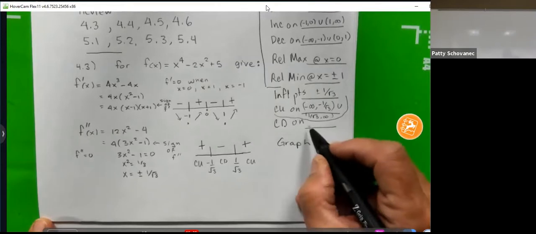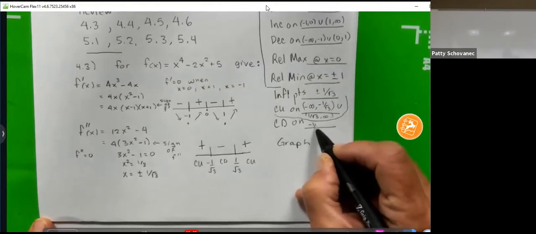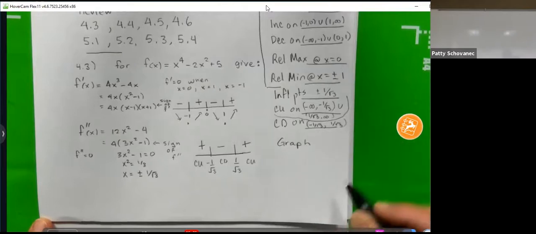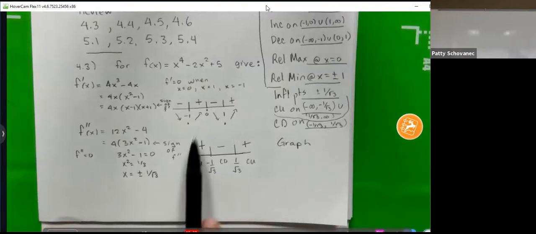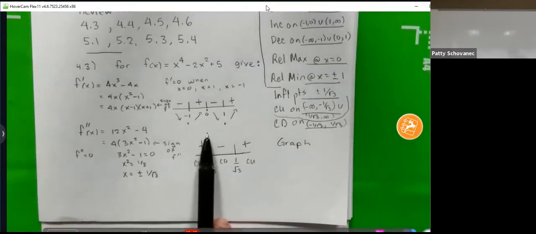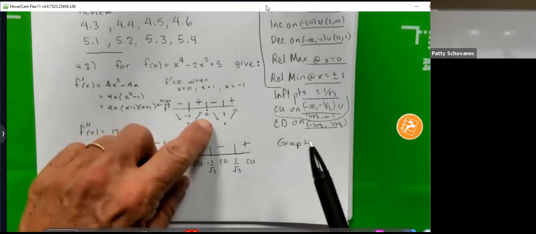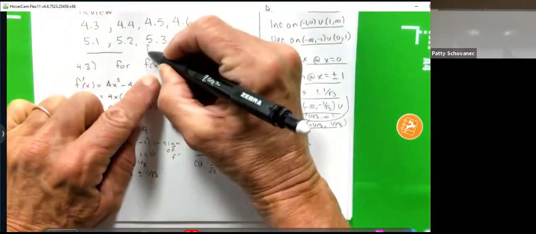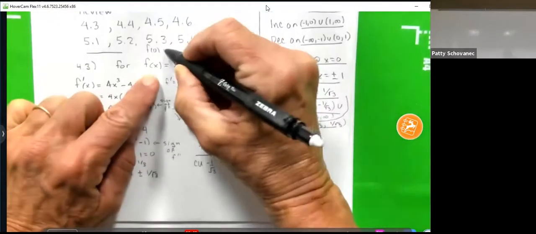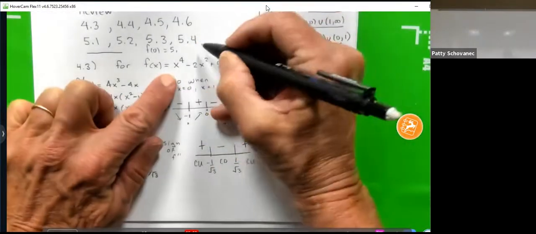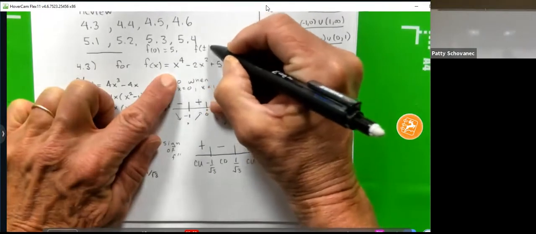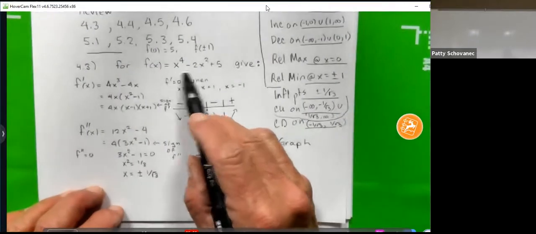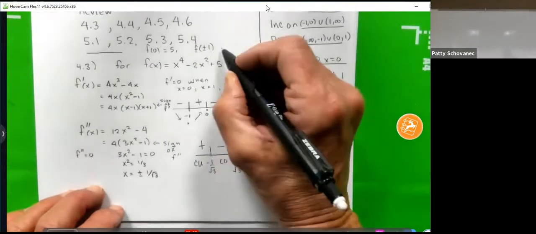And then it's concave down between negative 1 over square root of 3 and positive 1 over square root of 3. And so our graph should pretty much look like a W. We might just need to refine this a little bit by plugging in some points. The ones I want to plot are 0, 1, and negative 1. F of 0 is 5. F of plus or minus 1 will be the same since I have even powers. So I'd get 1 minus 2 is negative 1 plus 5 is 4.